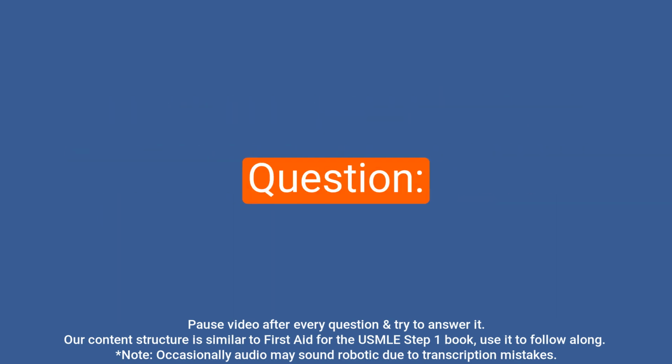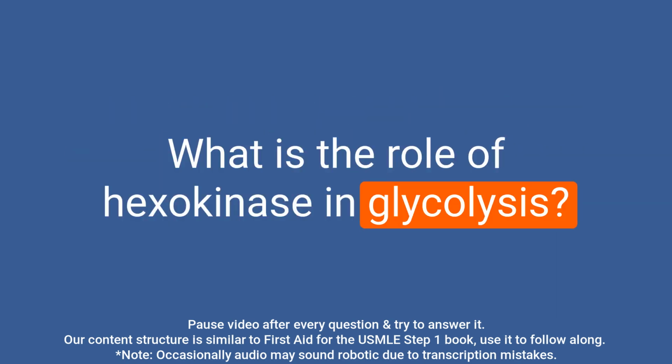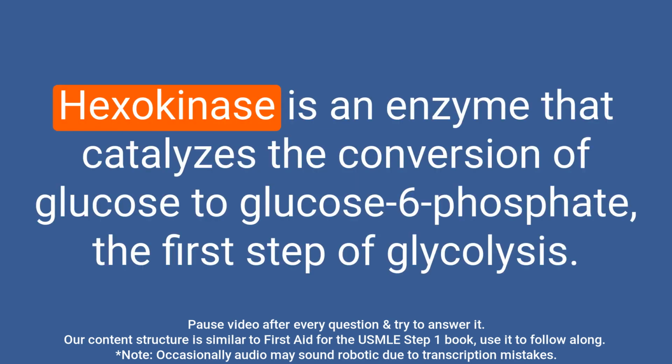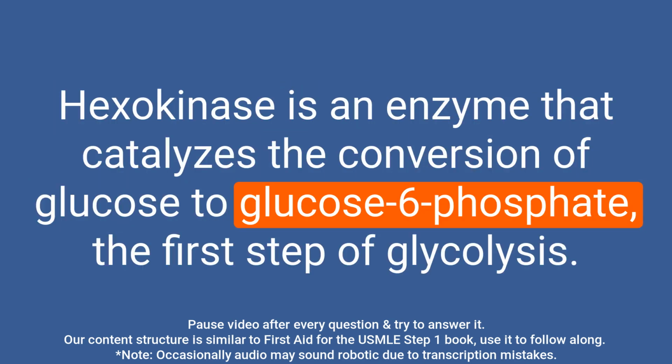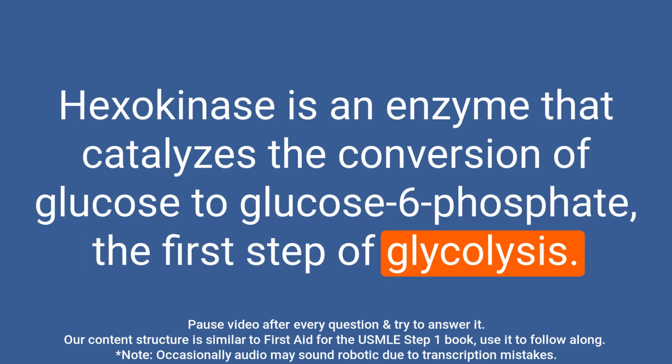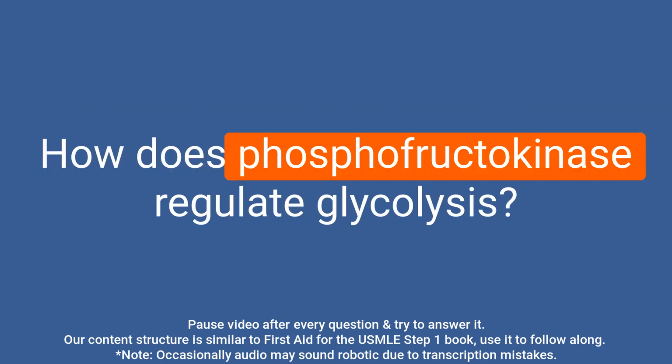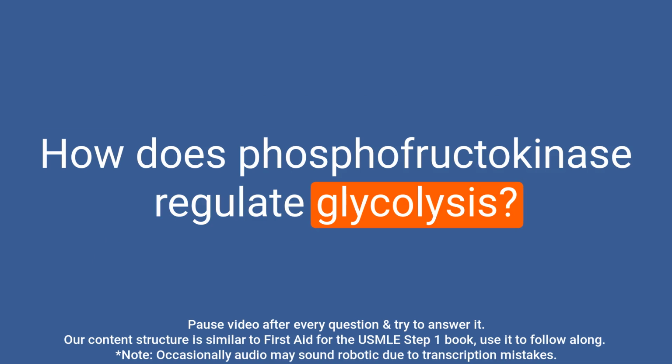kinase. Question: what is the role of hexokinase in glycolysis? Answer: hexokinase is an enzyme that catalyzes the conversion of glucose to glucose 6-phosphate, the first step of glycolysis. Question: how does phosphofructokinase regulate glycolysis?